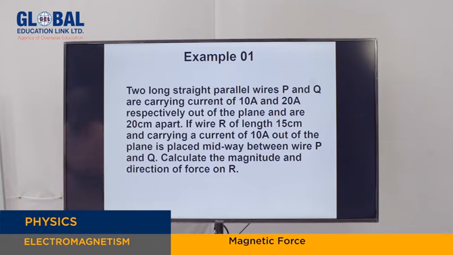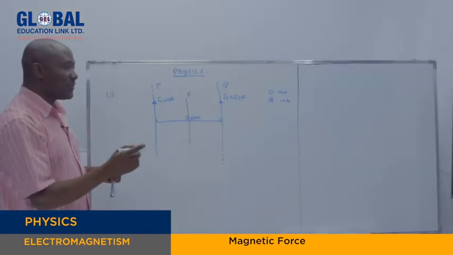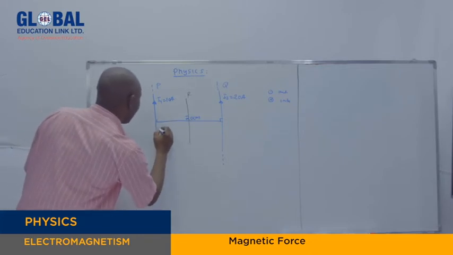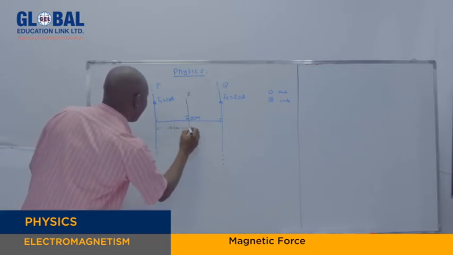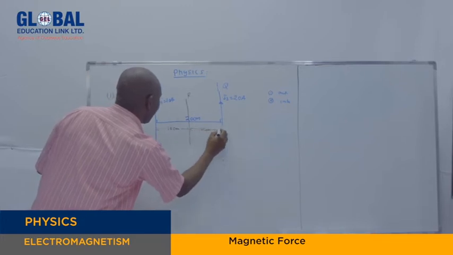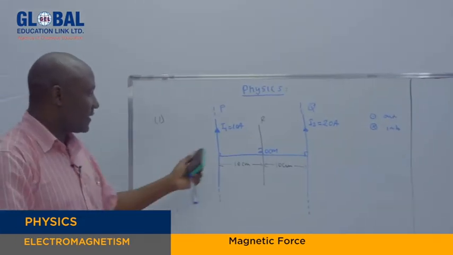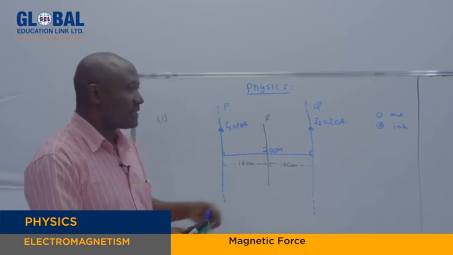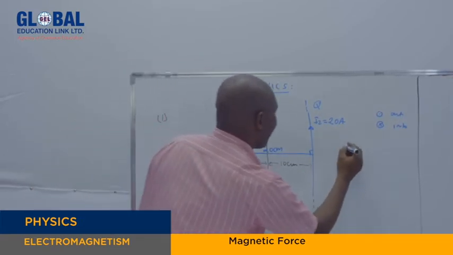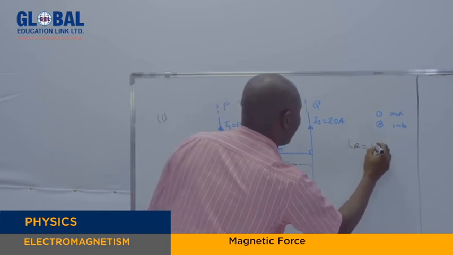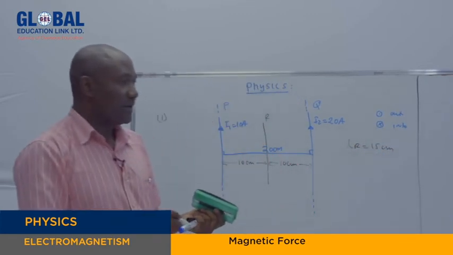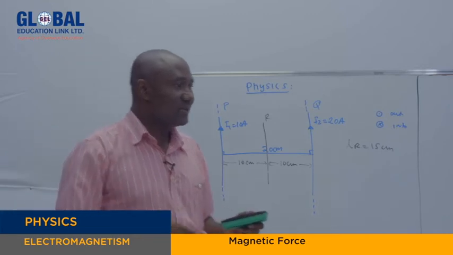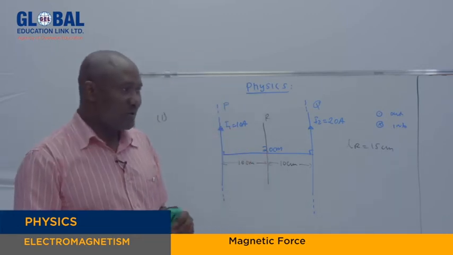So we have wire R in between, and midway means the distance here is 10, half of that, and here it is 10, half. That's the midway, half of the length. And the length of this wire R is given: the length of wire R is 15 centimeters. Now the question is, find the magnitude and direction of the force on R.